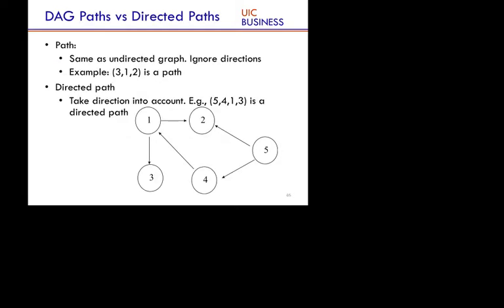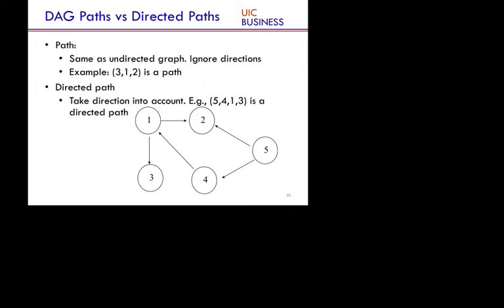Okay. So now let's look at paths. We saw the definition of a path earlier, I think, the notion of a path. So there are two types of paths in a directed acyclic graph. First is the same as before, the same as in an undirected graph, where you ignore the metadata. So ignore the direction of the edges. And for example, in this case, you have a path from 3 to 1 to 2. So you have a path from 3 to 2. Okay, right? Because you can get to 2 by going to 1 and then going to 2.